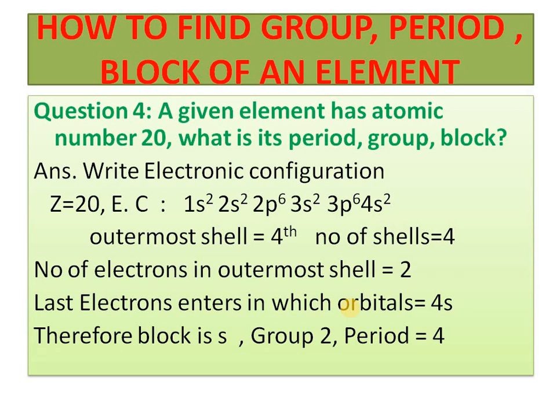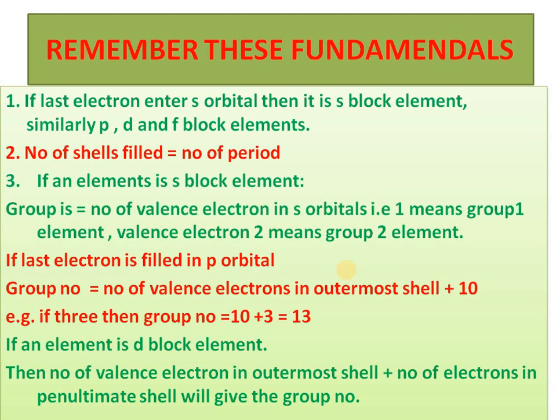So that is 2. So the group is 2 and it belongs to s block. Now take up another question to understand. So this is the summary. If you see, if the last electron is entering the s orbital, then it's s block. If the last electron is entering the p orbital, then p block, f orbital, f block, and d orbital, d block.